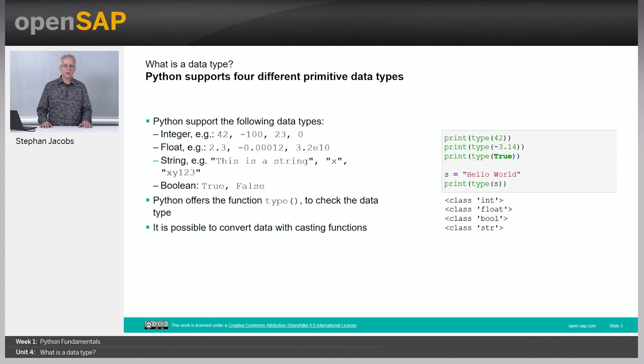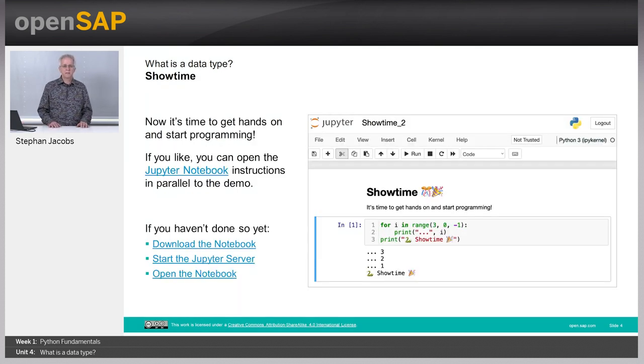Python offers a function type, and you can always put in a parameter, and type gives back the data type of this object. And sometimes it's possible to convert data with casting functions. So you can make a string and convert it into an integer, at least in some cases. Let's dig into the details. It's showtime.